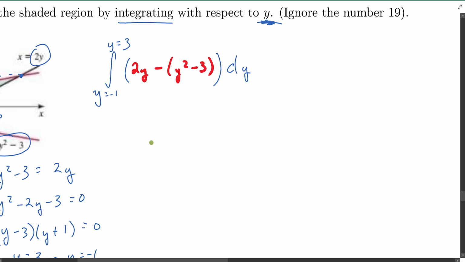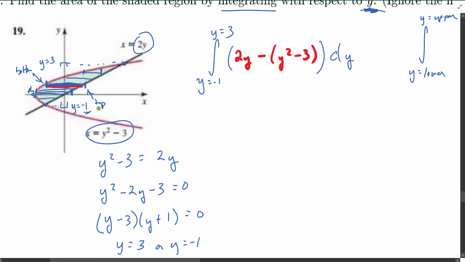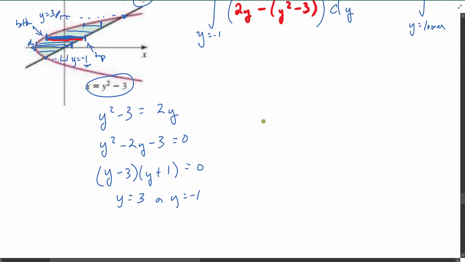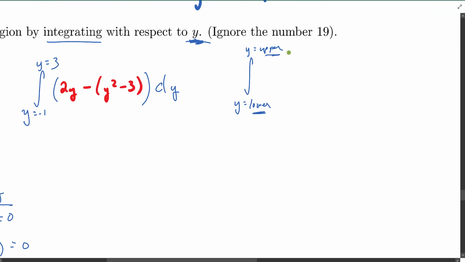But what did we do? Just to reiterate, what we did was we went from the y value that was smallest, the lowest y value on here, to the y value that was the upper y value on here. So again, our smallest y value for this region was minus 1. The largest y value for this region was 3. We found that by setting the two curves equal to each other in this case and finding their intersection points. Okay? So we did the lower value up to the upper value, and then we did the what? We did the right curve minus the left curve integrated with respect to y.